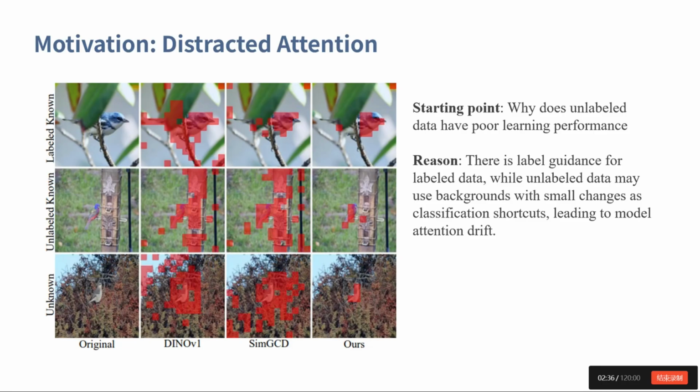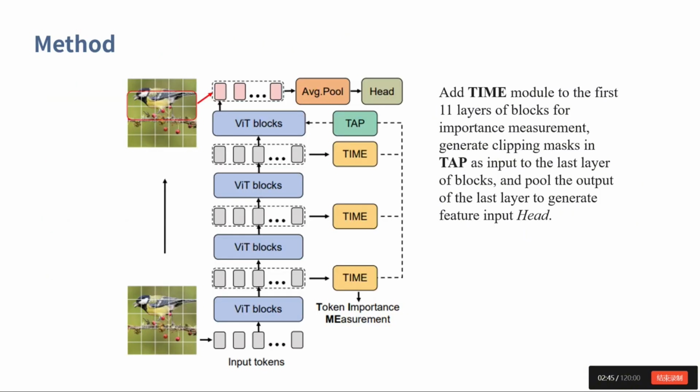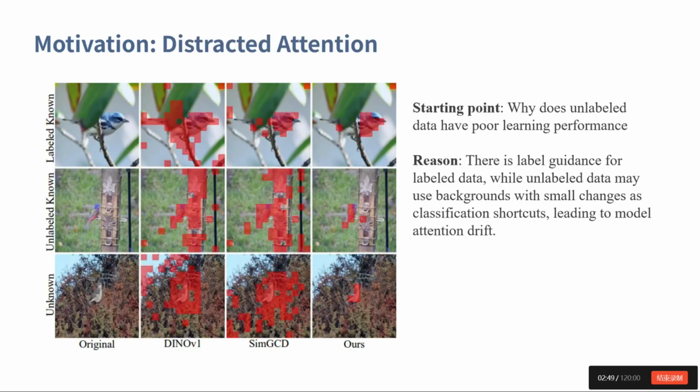There is label guidance for labeled data, but for unlabeled data, models may rely on subtle background cues as classification shortcuts, causing attention drift. Our method directly addresses this problem. After applying our approach, the model's attention improves dramatically for both labeled and unlabeled samples.